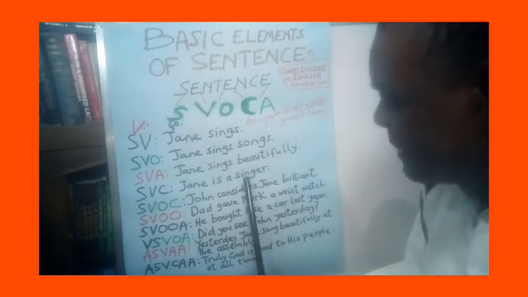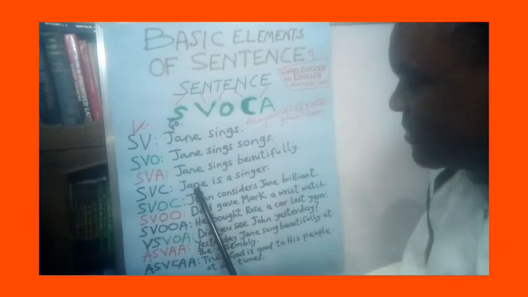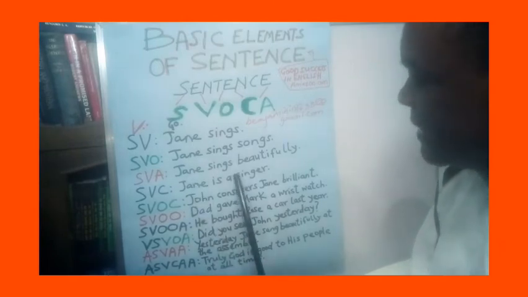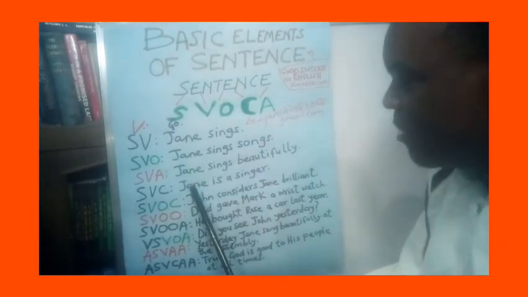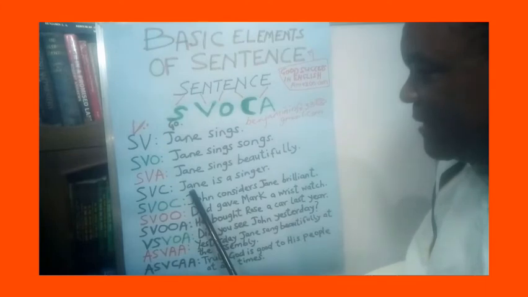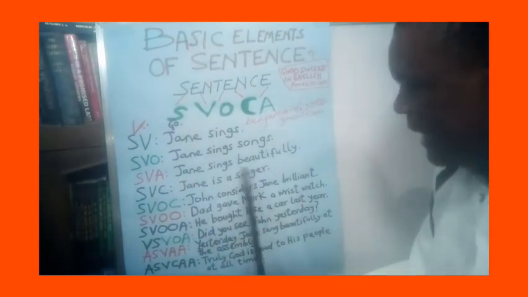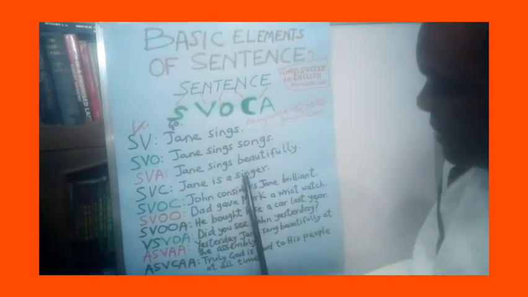Then from the other perspective, we can look at the complement as a description of the subject, because a singer is telling us more about Jane, is describing Jane. Who is a singer? Jane. You know, what is Jane? A singer. So that is exactly what the complement does.